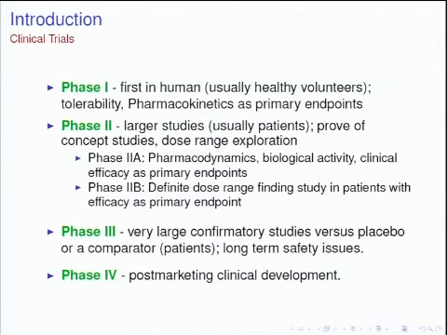So, in literature, what I find is that phase 1 is first in human, usually healthy volunteers, and very small. And the main interest is tolerability, pharmacokinetics as primary purposes of doing these trials.